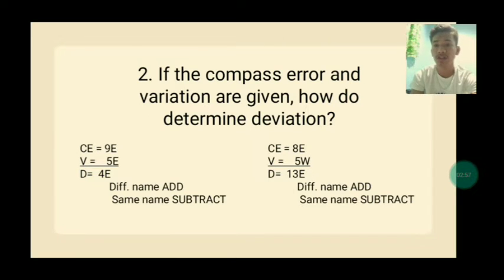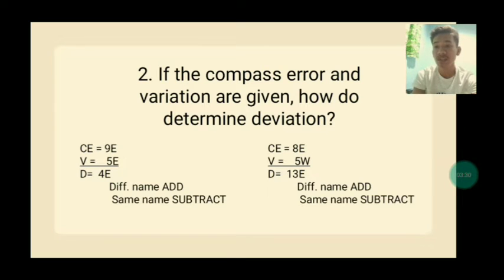Number 2. If the compass error and the variation are given, how do we determine the deviation? In this case, if the compass error and the variation have a different name, we will add. And if the compass error and the variation have the same name, we will subtract.